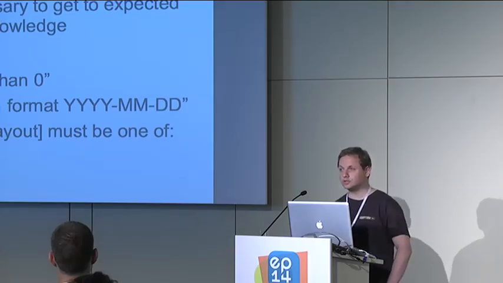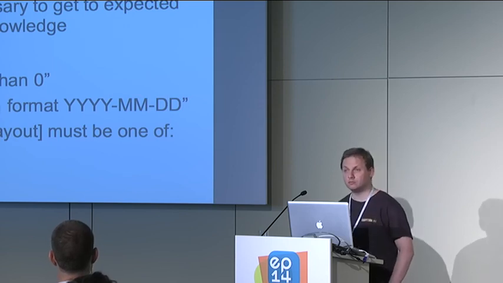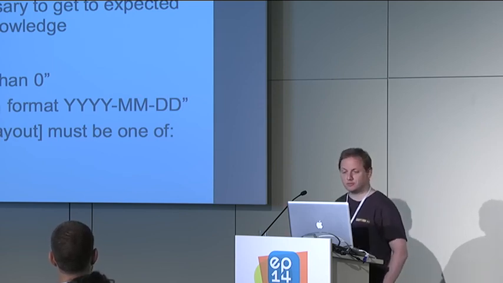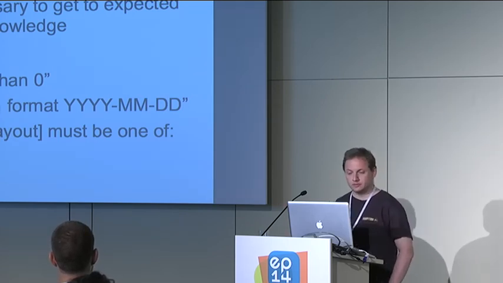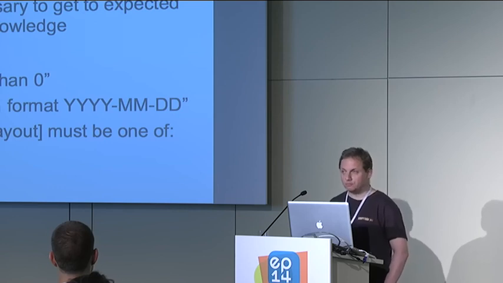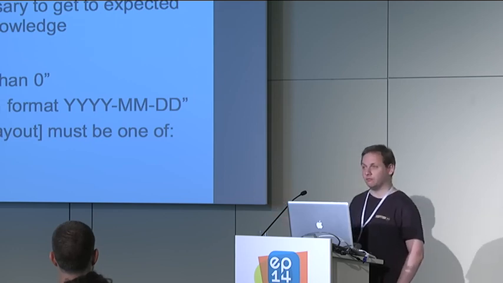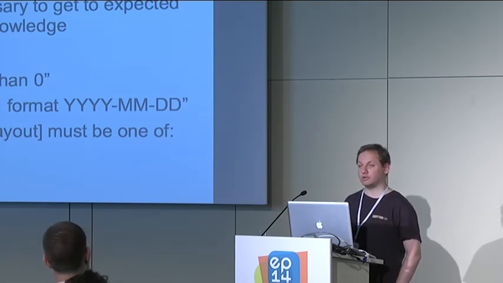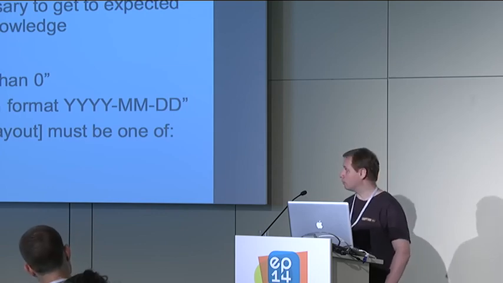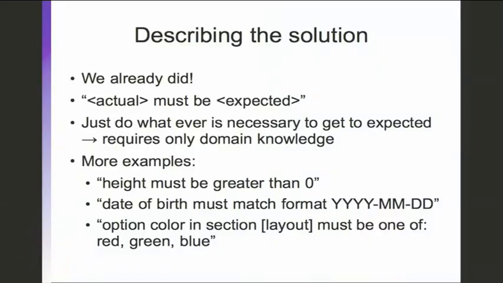How do I describe the solution? Well, I already did. I already told them, height must be greater than zero. So, from this error message, the user just has to do whatever is necessary to establish the expected condition. For that, of course, he has to understand the program and how to use it. A couple more examples for such error messages. Date of birth must match a certain date format. The option color in the section layout of a config file must be one of red, green, blue.